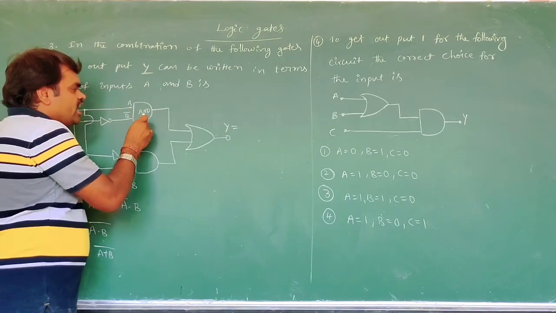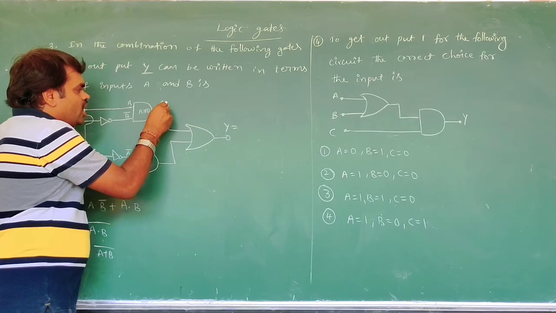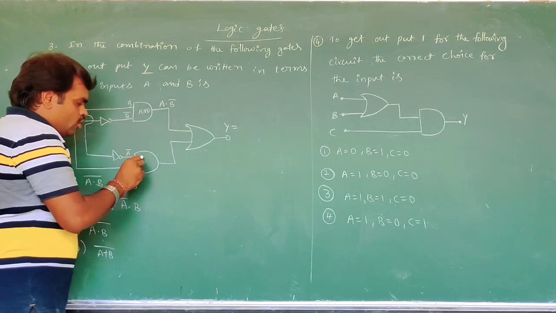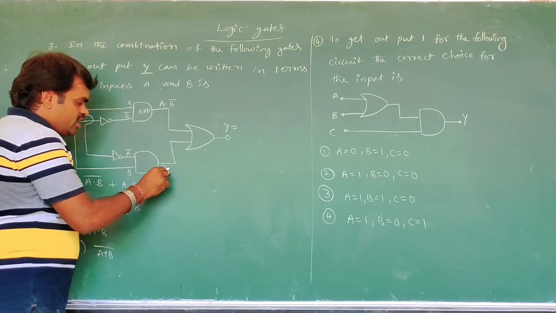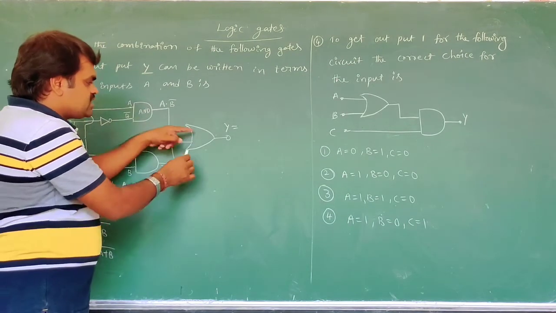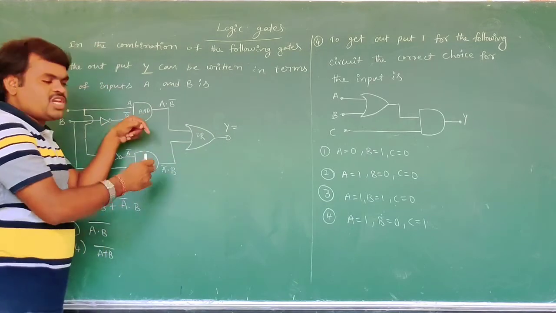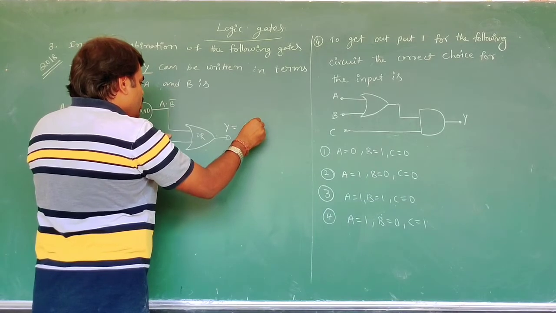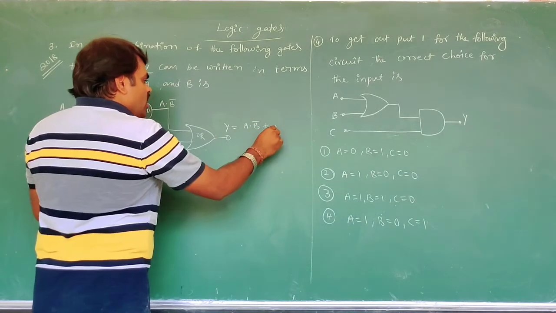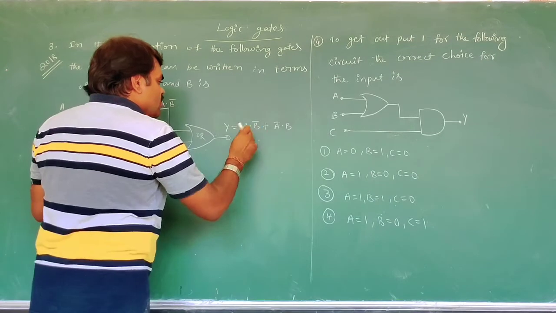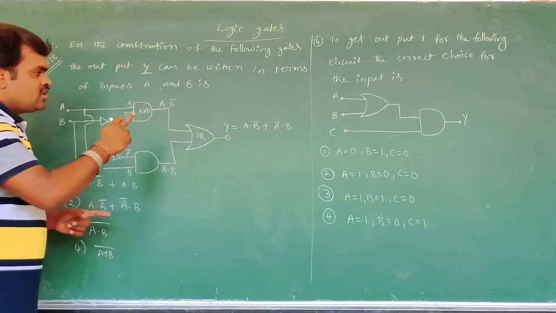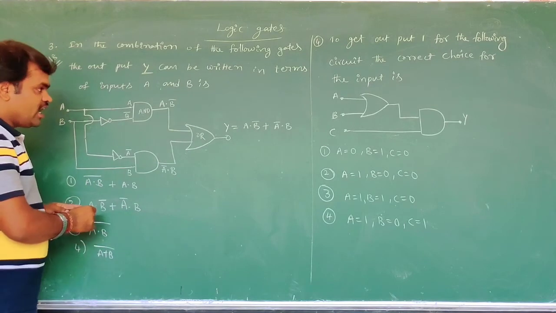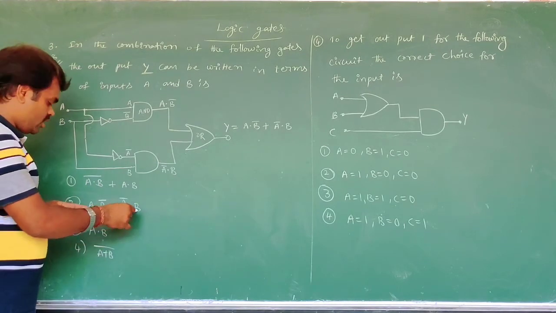Now this is the AND gate. The operation of AND is A dot, and the input of the AND gate is B bar: A dot B bar. Now here A bar dot B. Now this is the OR gate. What is the OR operation? Plus. That's why the output is A dot B bar plus A bar dot B. Now this is the output in terms of the inputs. So the option is A dot B bar plus A bar dot B.